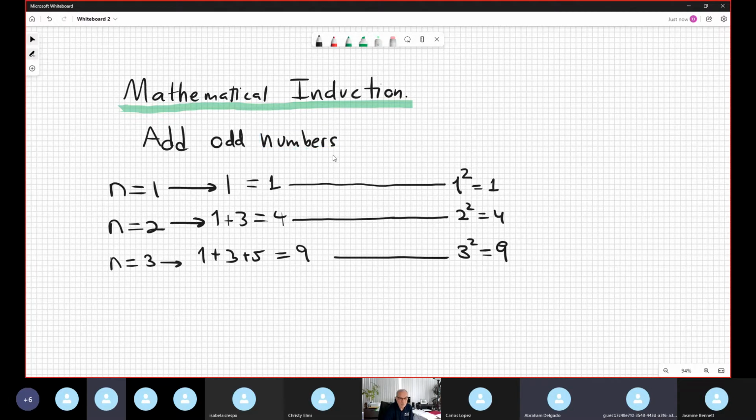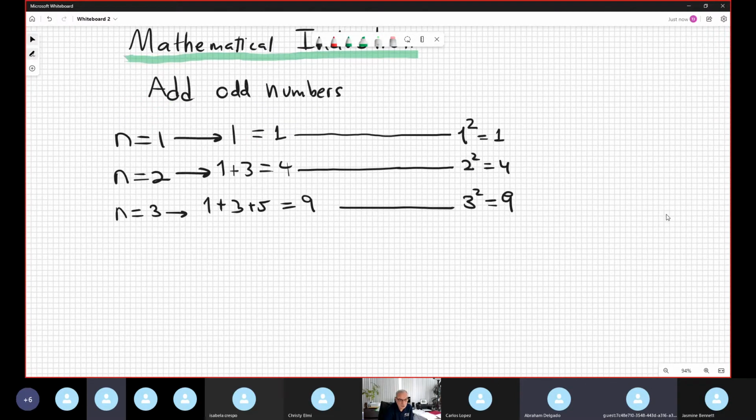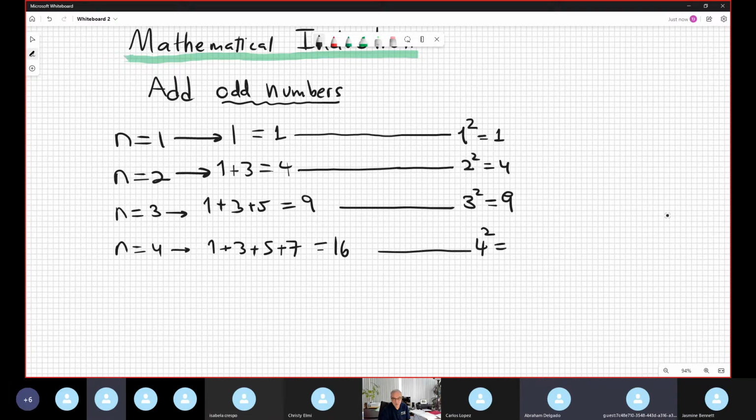Let me try one more because I am not sure. Suppose n equal 4. Entonces 1 + 3 + 5 + 7. So basically, in this addition, I only include odd numbers. Okay, this is 4, 9, 16. 16 is equivalent to 4 squared. Wow, wow. See, we continue. We continue one more. Curiosity, what is it? 1 plus 3 plus 5 plus 7 plus 9, the next odd number in the list.